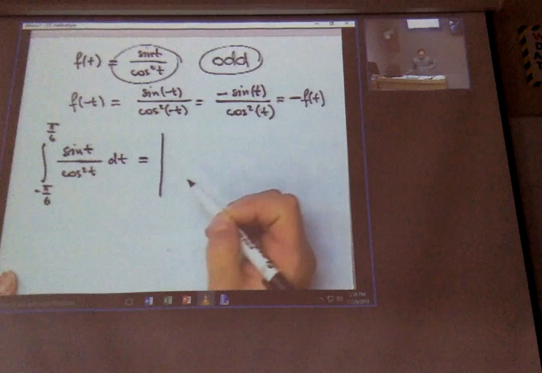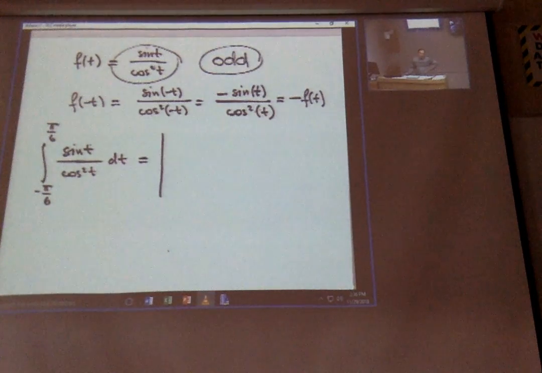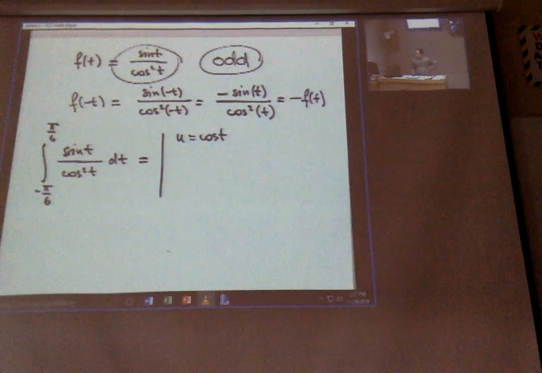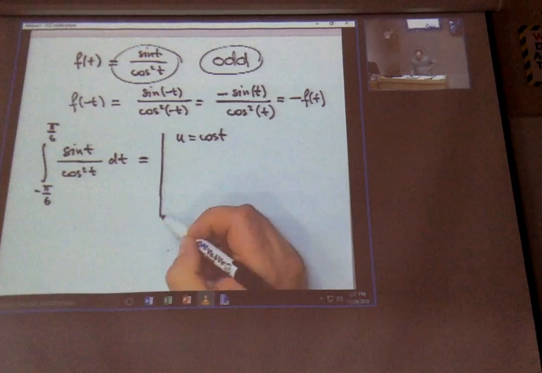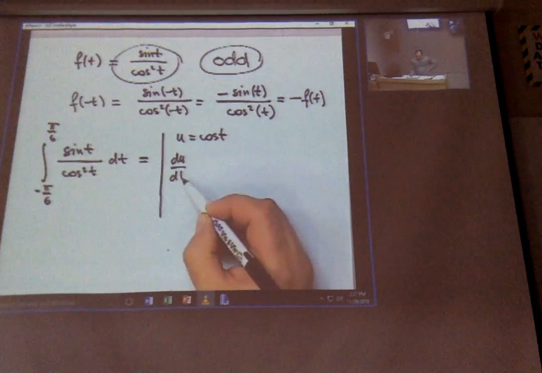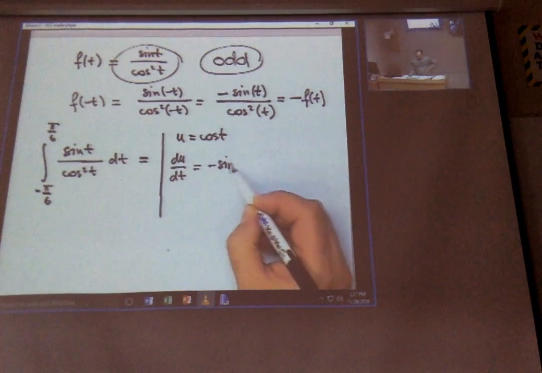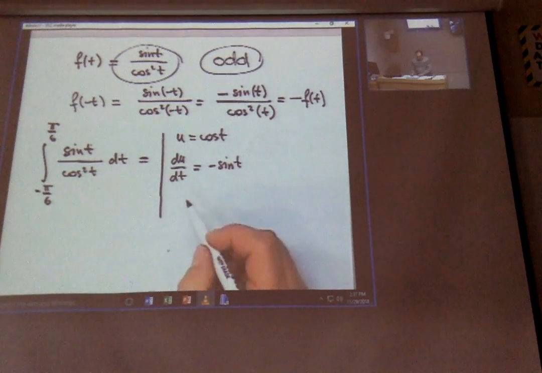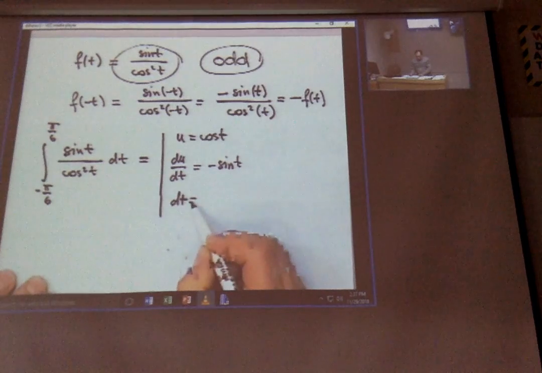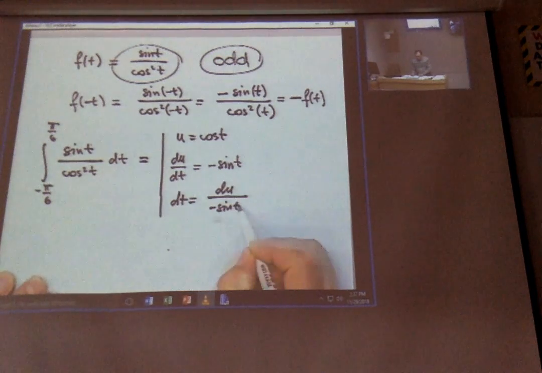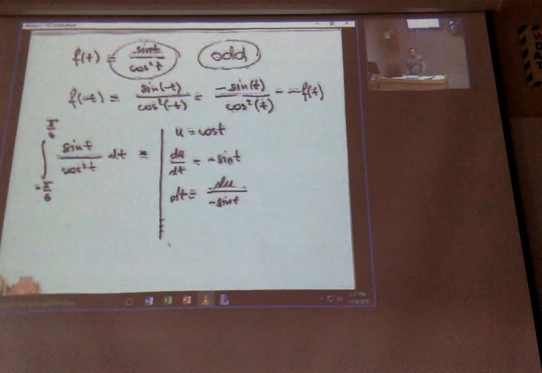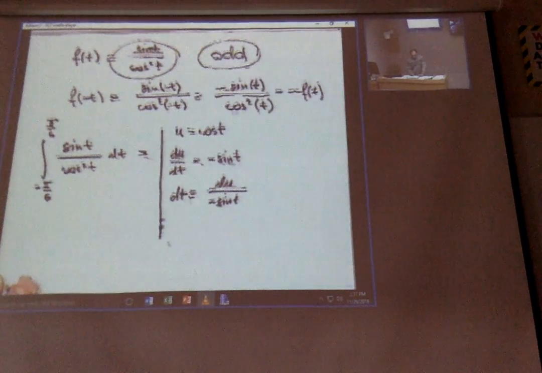What do you think if we go with the substitution? What do we get? What will be the substitution? That's right. So u equals cosine of t. Then we have du over dt equals negative sine of t. When we take the derivative, then dt will be du over negative sine of t. But this one is the what? Definite integral, right? So we have to change the upper and lower limit.